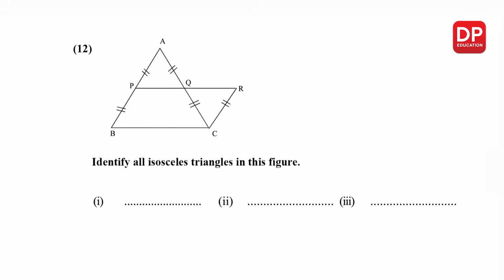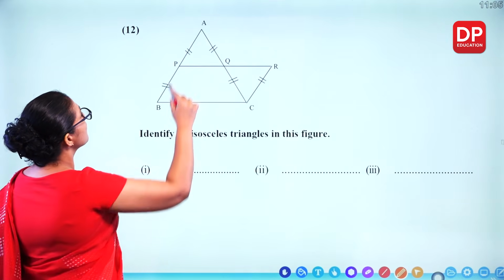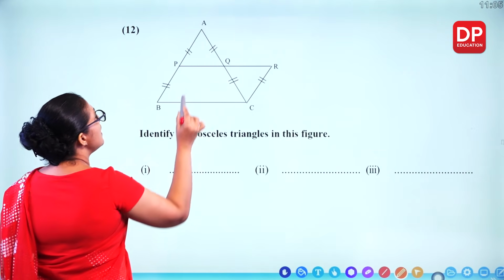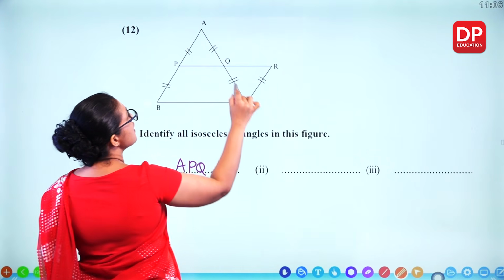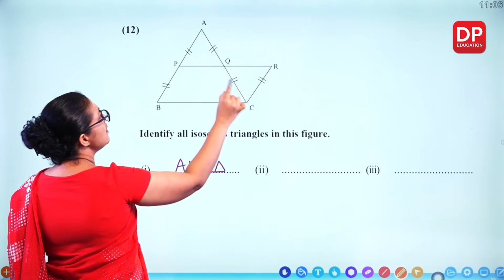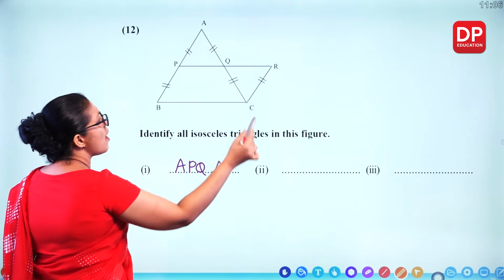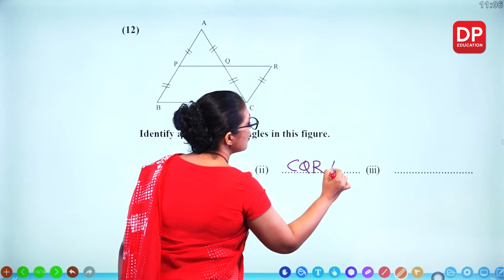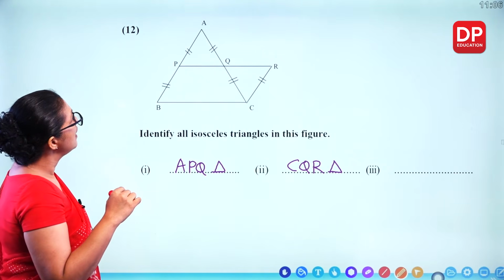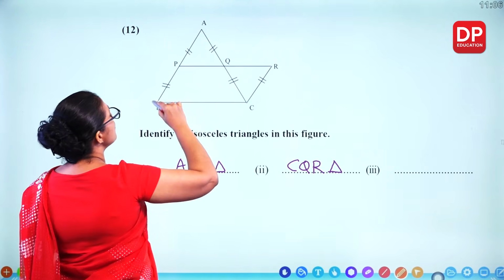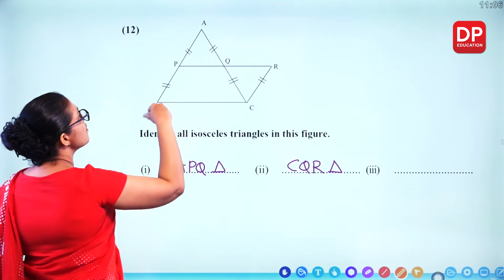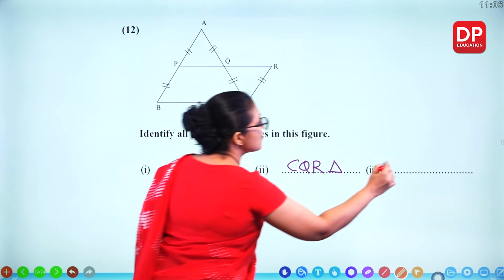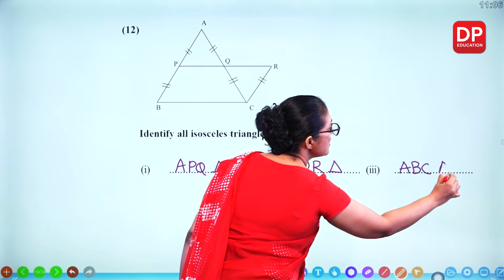Look at this diagram. Identify all isosceles triangles in this figure. Look at this one. These 2 lengths are equal. APQ triangle. And when you take this one, also these two sides are equal. So CQR triangle, also isosceles. Now take the big one. When you take the big one, can you see? You get double of this. So this side is equal to this side. ABC is also an isosceles triangle.